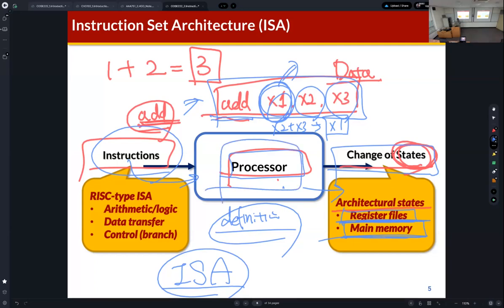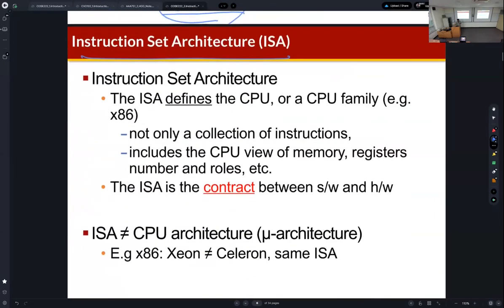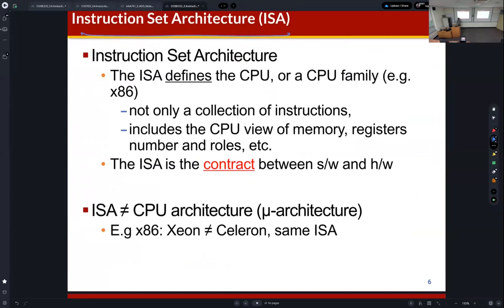Instruction set architecture mainly means a group of instructions, a group of defined instructions for a certain processor. So this is the meaning of instruction set architecture. But also, instruction set architecture defines some architectural behavior, which means that it also defines the number of registers or the maximum size of memory.